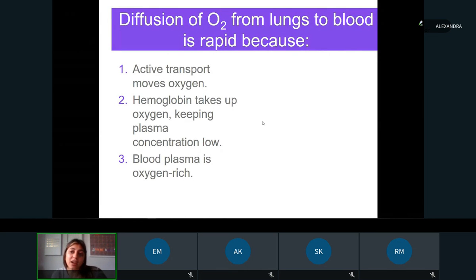If we have one little sack and it's filled with carbon dioxide, there isn't enough room for oxygen to come in. So we want it to leave to make way for our oxygen, right? So let's answer this question. Diffusion of oxygen from lungs to blood is rapid because: one, active transport moves oxygen; two, hemoglobin takes up oxygen; or three, blood plasma is oxygen rich. Why does the O2 happen quickly? Which one is it? 1, 2, or 3? Go ahead and put it in the chat.